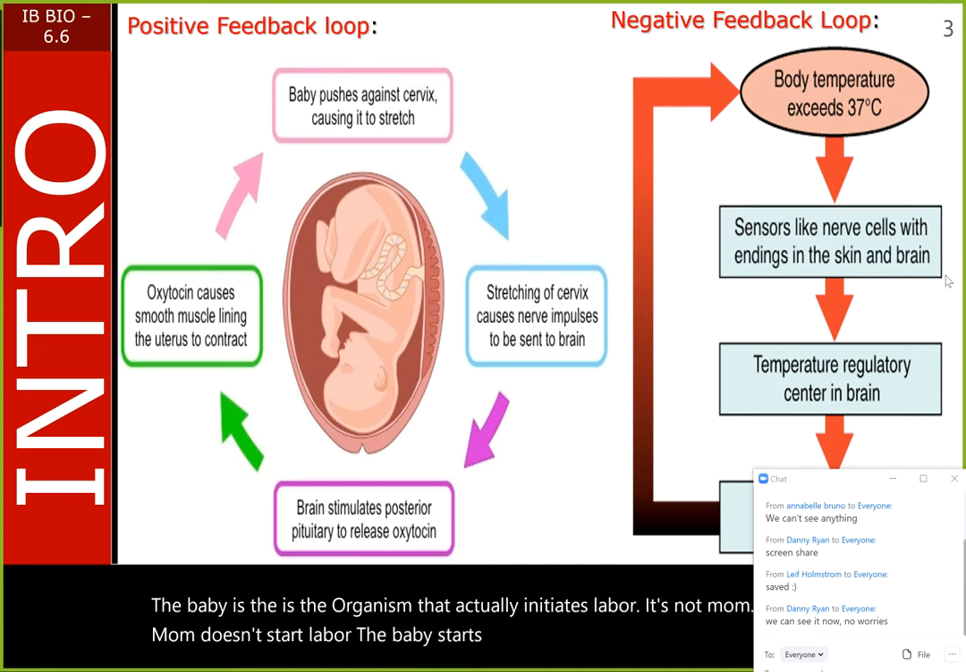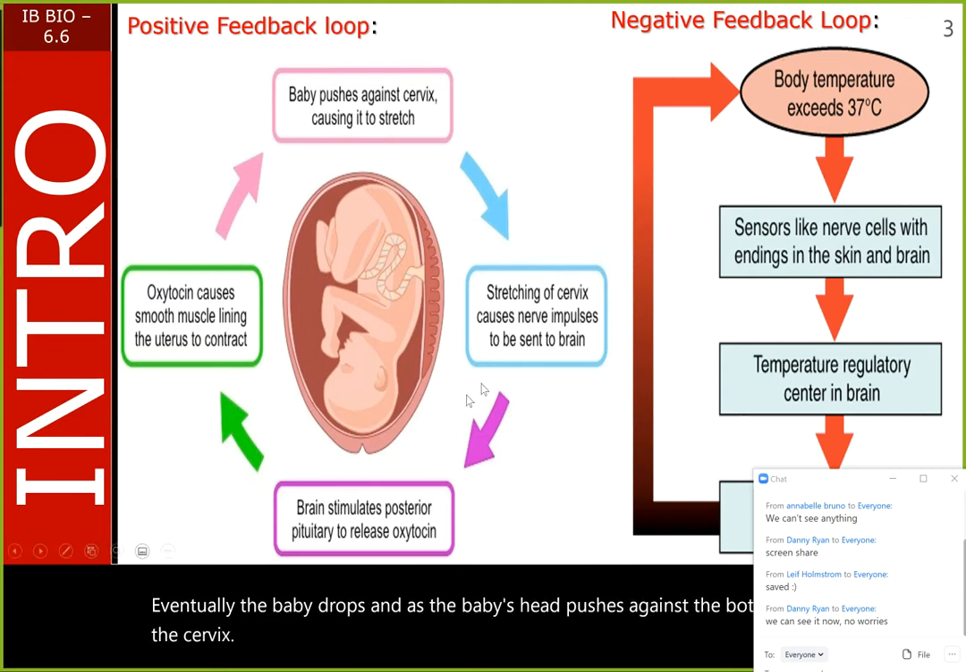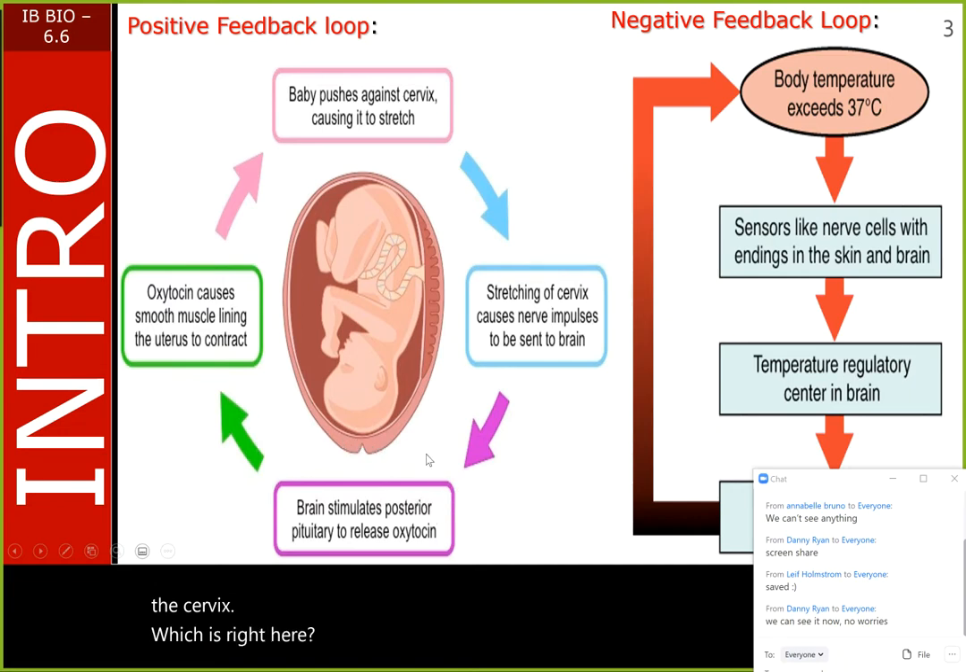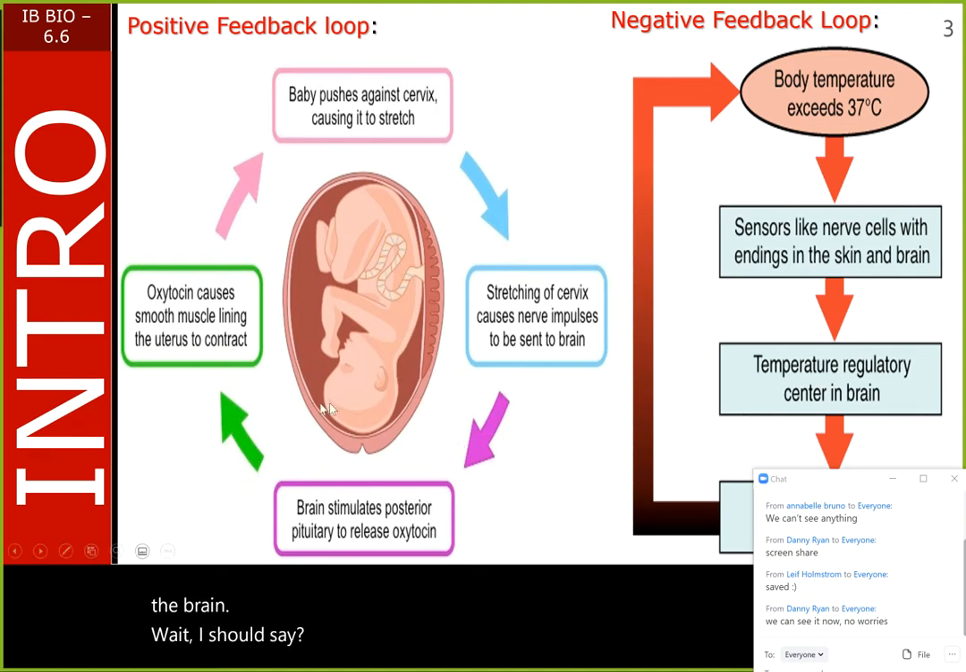What happens is, eventually the baby drops, and as the baby's head pushes against the bottom of the cervix, which is right here, that causes pressure sensors in the cervix to be triggered, which is then sent to the brain. And then the mom releases oxytocin.